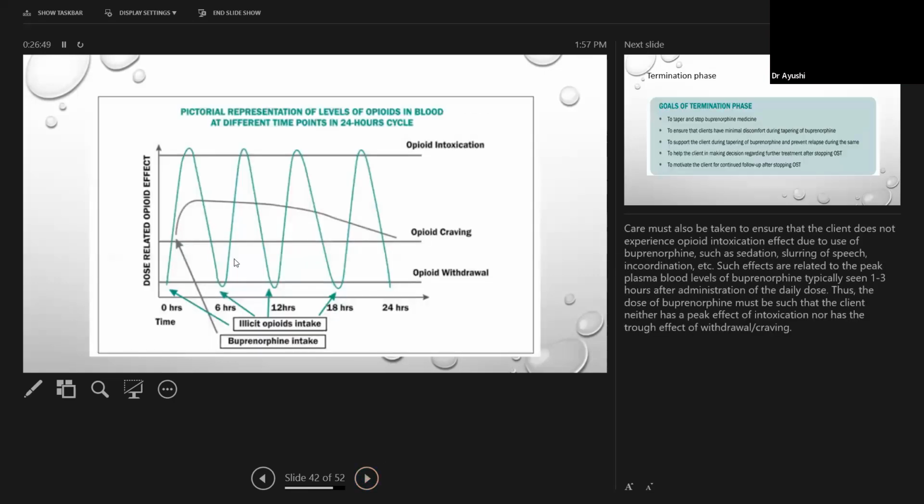Then this is the graph which represents the pictorial representation of levels of opioid in the blood at different time points in a 24-hour cycle. We have to give buprenorphine in such a dose that it just reduces the opioid craving. We should not give higher doses that will lead to intoxication, nor should we reduce the dose so much that it will lead to opioid withdrawal. We have to give buprenorphine in a maintained dose. While we can see that when illicit opioid intake is increased, it leads to opioid intoxication. Whenever the individual is abstinent, it leads to withdrawal.